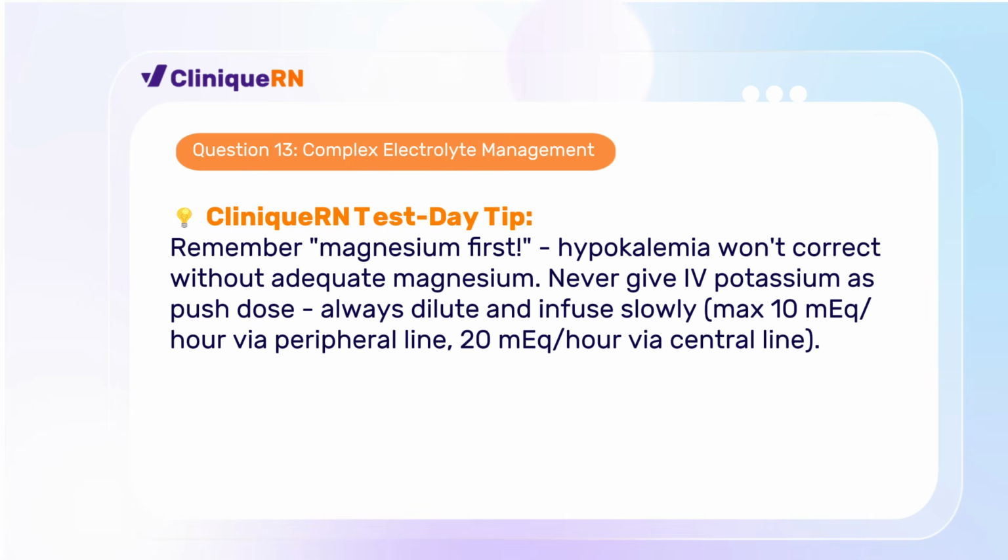Clinique RN test day tip. Remember, magnesium first. Hypokalemia won't correct without adequate magnesium. Never give IV potassium as a push dose. Always dilute and infuse slowly. Max 10 milliequivalents per hour via peripheral line, 20 milliequivalents per hour via central line.